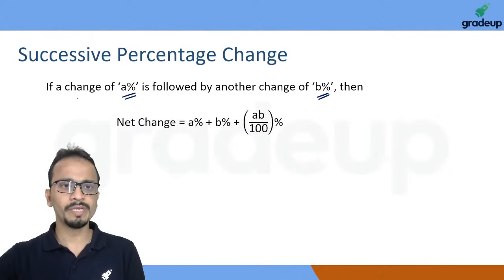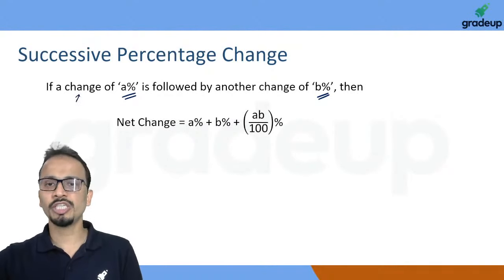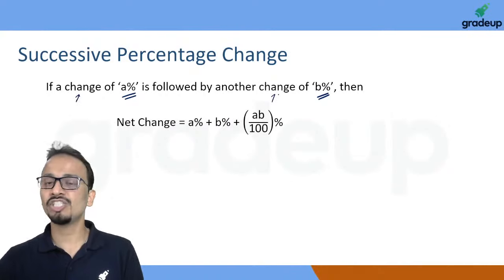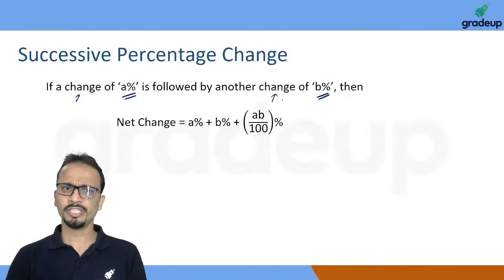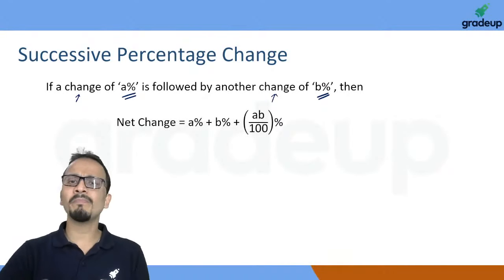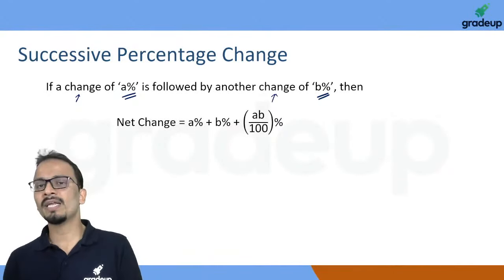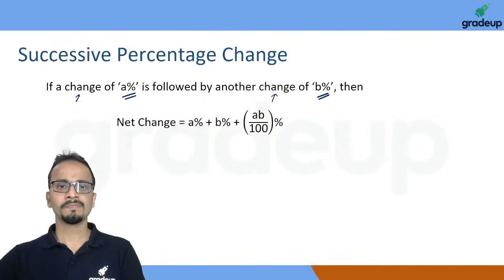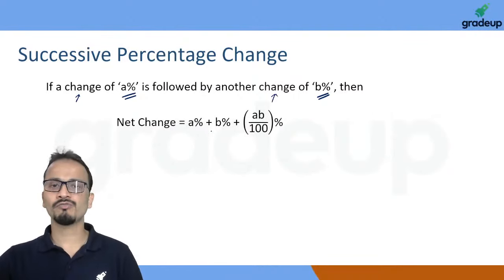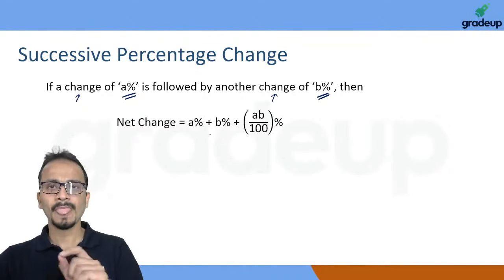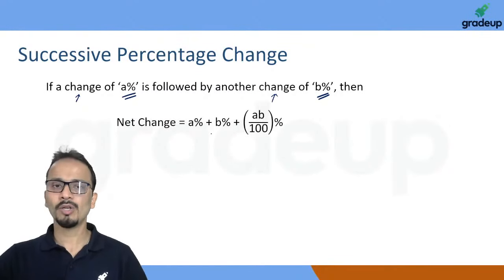First thing you have to be careful about: I have mentioned change, not increase or decrease. So it may be an increase, it may be a decrease. If a change of A% is followed by another change of B%, then the net percentage change can be calculated using this formula: A plus B plus AB upon 100.